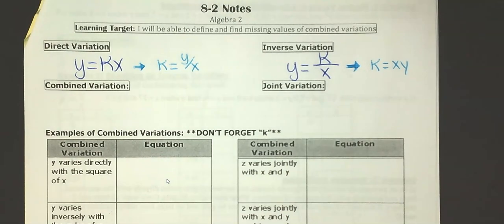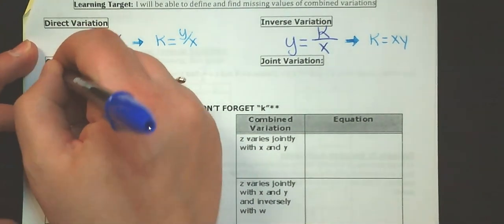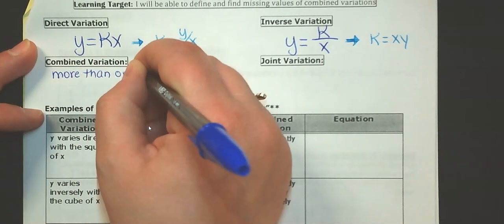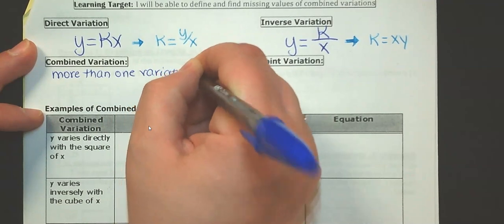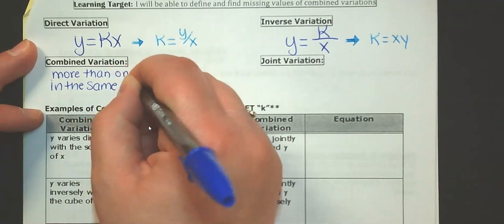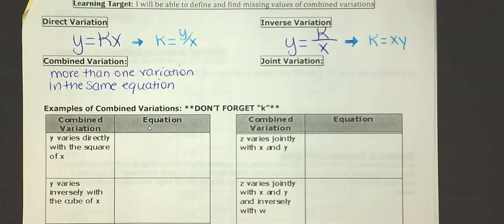Okay, we're going to add into the mix today what we call a combined variation. They're basically just a little bit more enhanced versions of what we did yesterday. So a combined variation is more than one variation in the same equation. Just more than one. So it might say something to you like varies directly with this and inversely with that. So you might have two things going on in the same equation, or three things going on in the same equation. So it's just going to be a little bit enhanced from what we did yesterday.